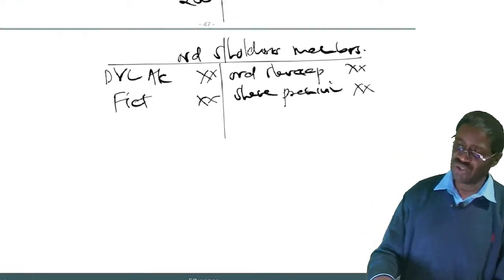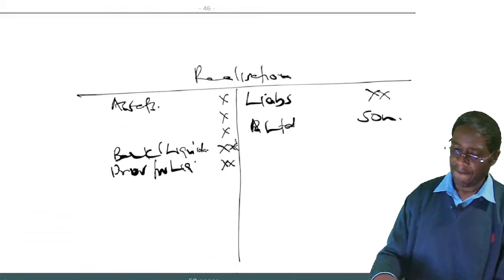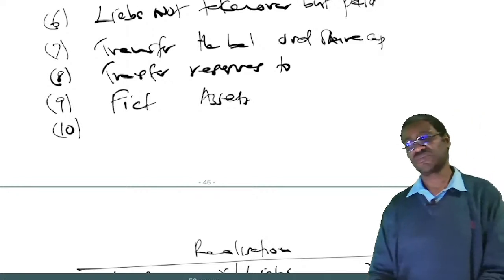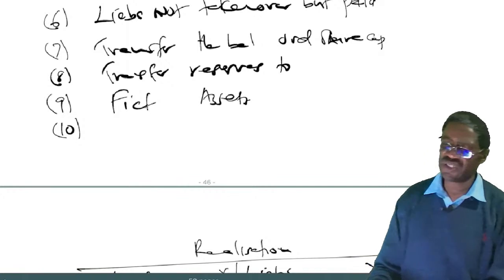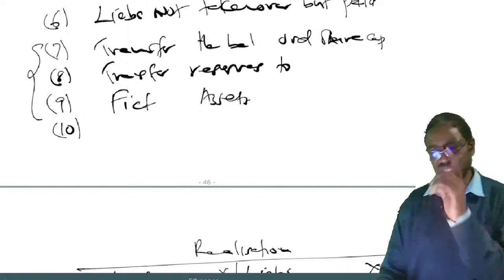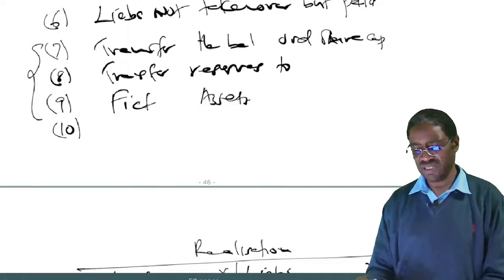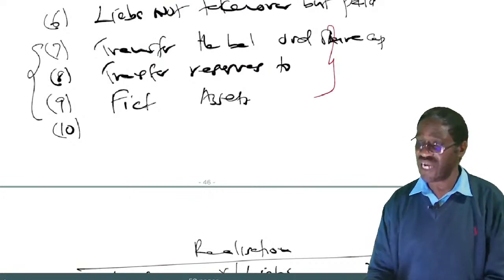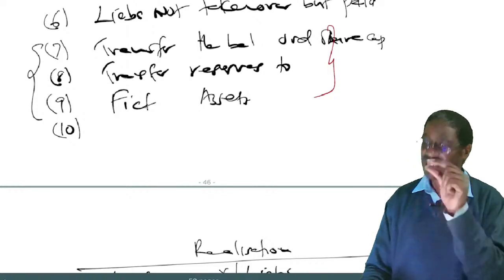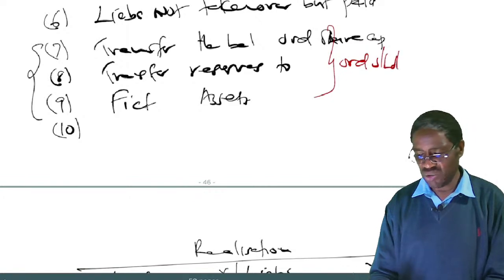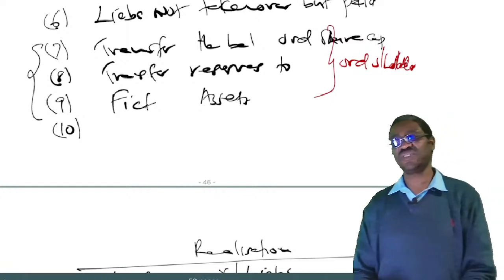Good. We go to number 10. Number 10. Listen. I hope you have realized that step number 7, 8, and 9 are all related, in the sense that these are things that belong to ordinary shareholders. Ordinary shareholders. That's what we have said.